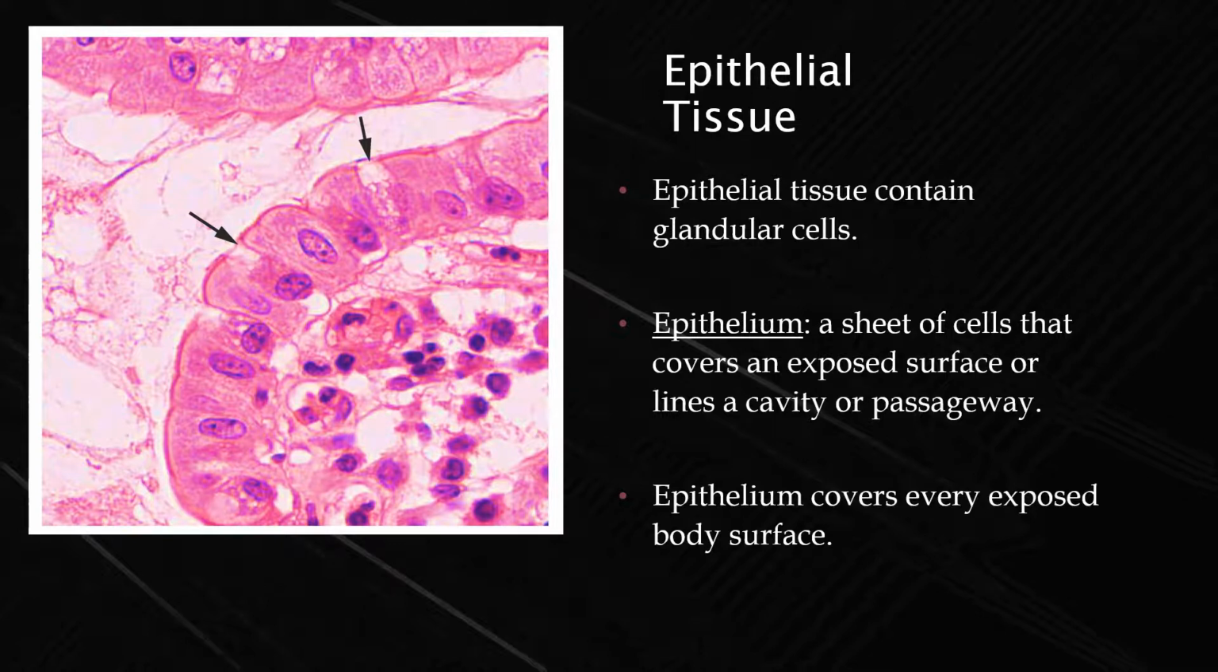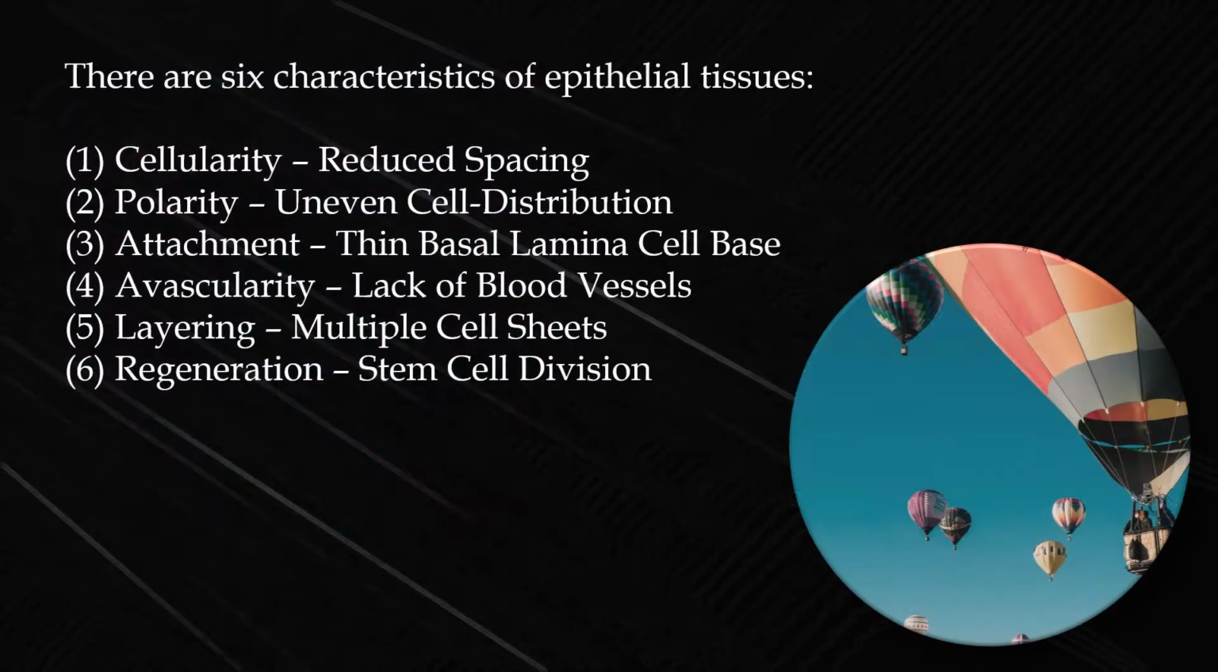Epithelial tissue contains glandular cells. Epithelium is a sheet of cells that covers an exposed surface or lines a cavity or passageway. Epithelium covers every exposed body surface. There are 6 characteristics of epithelial tissues.